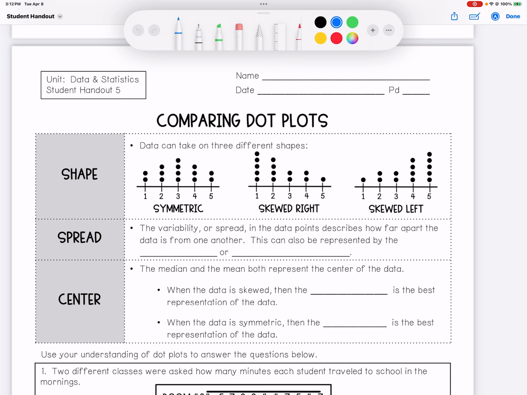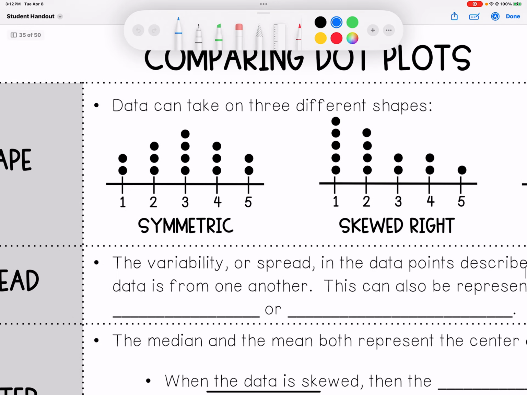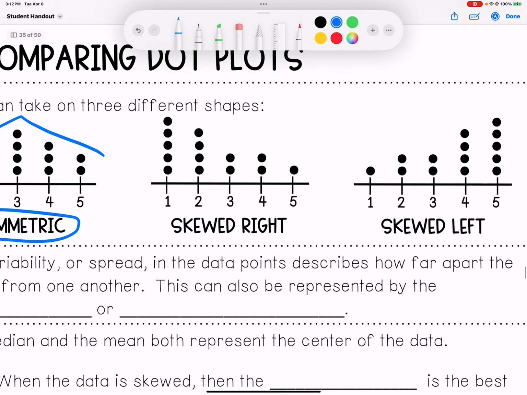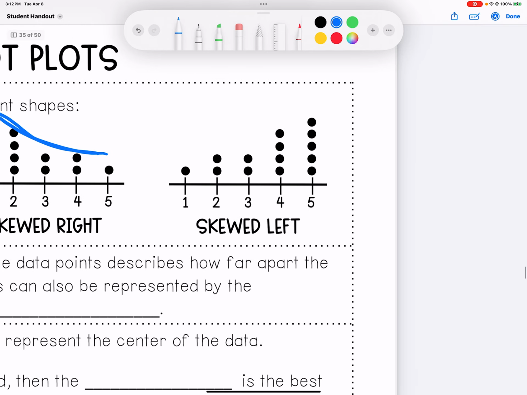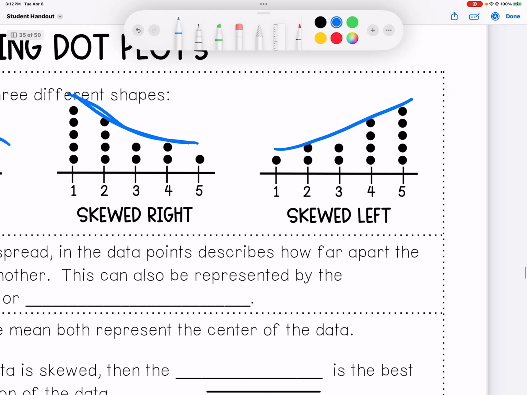Today, we're going to take what we've already learned, and we're going to compare dot plots. There are 3 kinds we're going to talk about. Well, there's really 4. One of them is where the dots really don't make a pattern. And then there's 3 that do make a pattern. One of the patterns is symmetric, which looks like a house roof. Skewed right means the right is lower. And skewed left starts low on the left and goes up to the right.